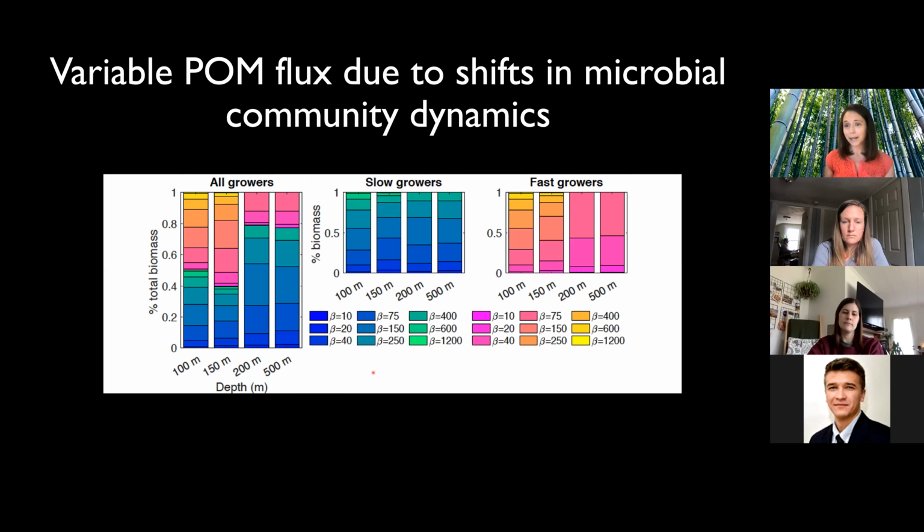The other thing that's coming out of the model, and we're still digging into this, is that we actually see a shift in the community composition that results from this. So we see a much more diverse community. Each of the colors is essentially a different bacterial type in the model. And we see that at 150 meters, we have a lot of different types that are growing and consuming the organic matter. And as we move to depth, we see a less diverse population, which is, again, consistent with the few observations that we have of how the particle-associated community shifts with that.